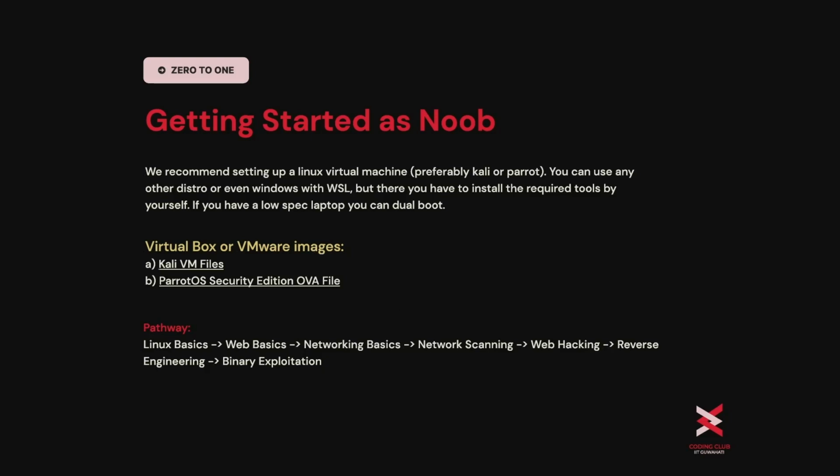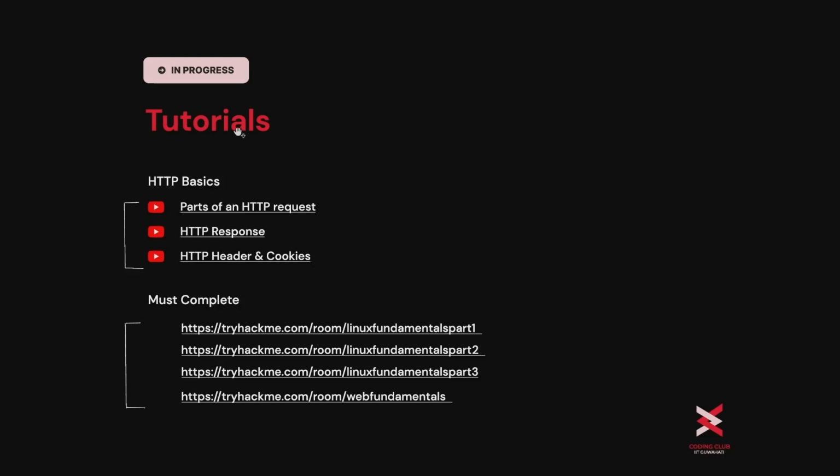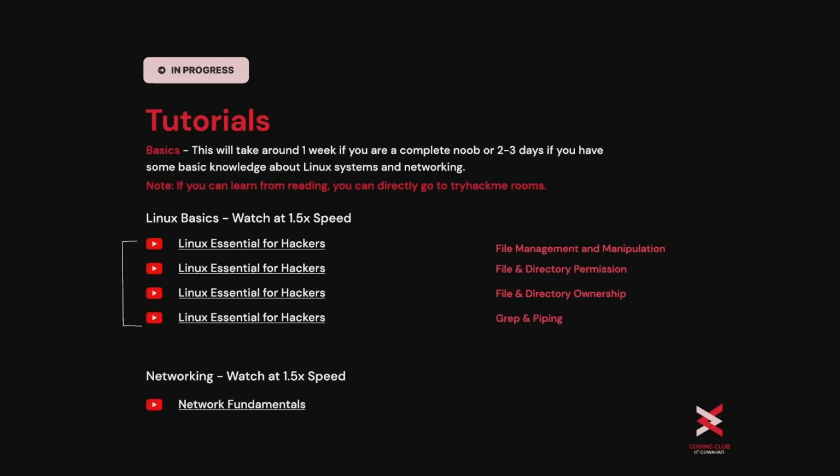So now the pathway: what should be your pathway to become a cybersecurity specialist? First of all, you should start with Linux basics, then move on to web basics, networking basics, and so on. Here we have given some of the tutorials. This will take around 1 week if you are a complete noob, or 2-3 days if you have some basic knowledge already about Linux and you have worked with it. To get started with this Linux basics playlist, we recommend setting up a Linux system as discussed in the previous slide. So you can go on with these tutorials at your own pace.